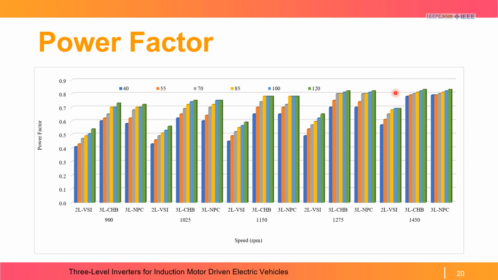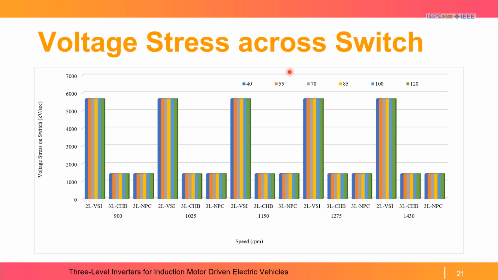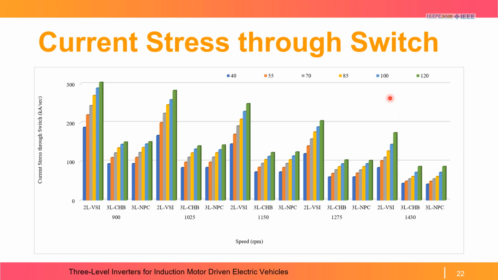The power factor at rated torque and rated speed is around 0.68 for the 2-level inverter, while for the 3-level inverters it is around 0.82 and 0.82. The voltage stress across the switch is around 5660 for the 2-level inverter, while it is around 1500 in the case of 3-level inverters. The current stress through the switch is around 150 kilo ampere per second for the 2-level inverter, while it is around 75 kilo ampere per second for the 3-level inverters.